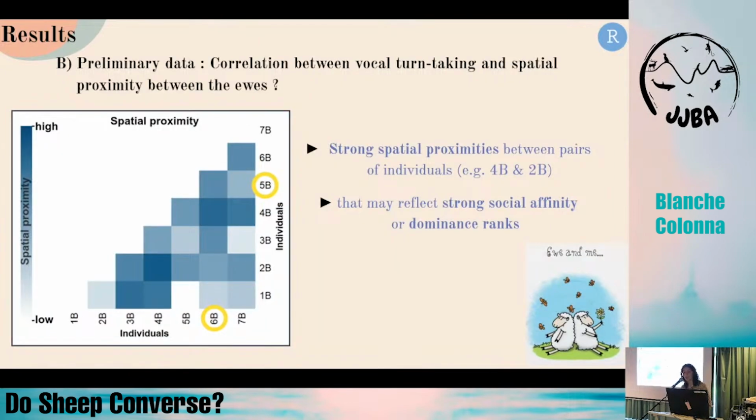What about the spatial proximity? Here on this matrix, it's the results for the blue group. You have to know that it's representative of the results of the other groups. We can see clearly that when the intensity of the color is darker, it means that the spatial proximity is higher, and so maybe there are some strong social links between the individuals. For instance, the individual named 4B was a lot in contact with the individual named 2B, whereas 5B and 1B weren't close at all.